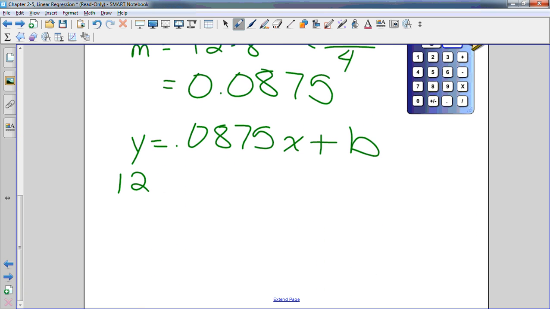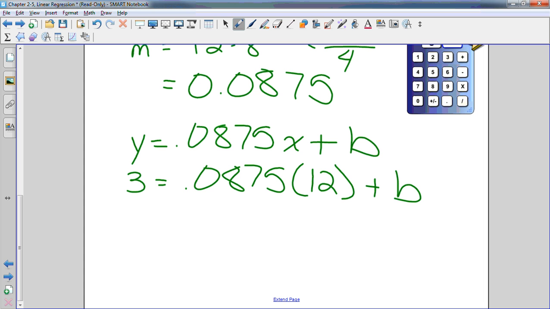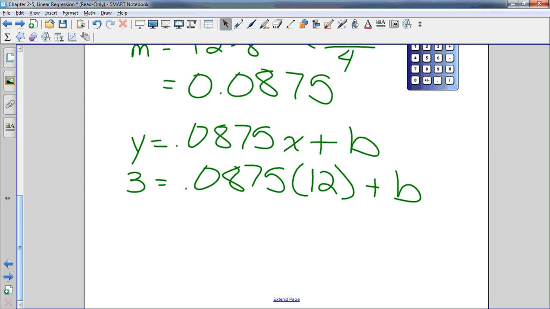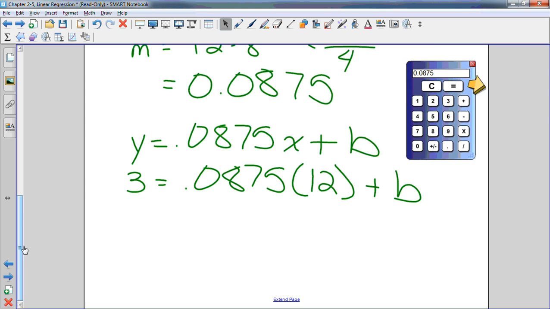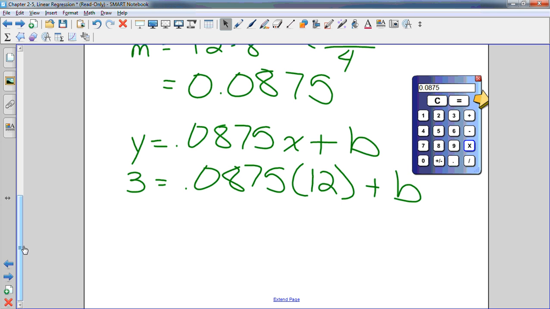So I'm going to put in 12. X stands for 12, y is 3, so 3 equals 0.0875 times 12 plus b. Now we can find the y-intercept. So let's do that. 12 times 0.0875, give me your calculator. 0.0875 times 12. 1.05, right?